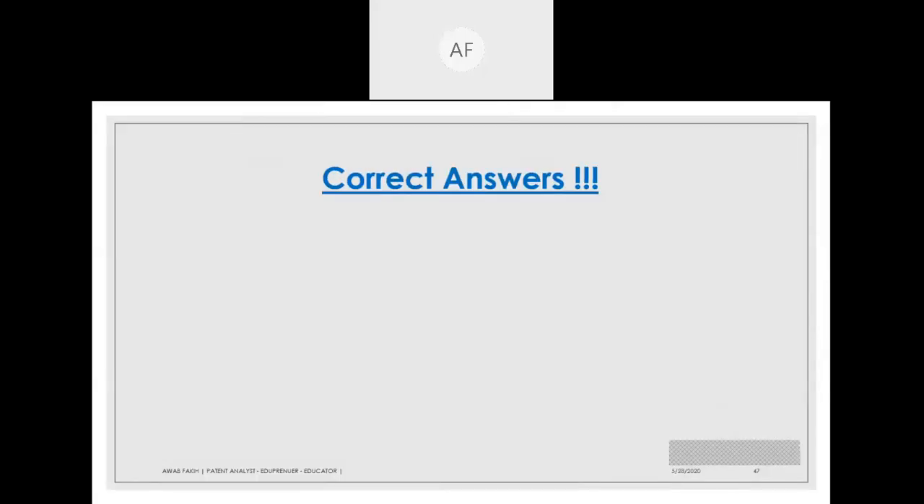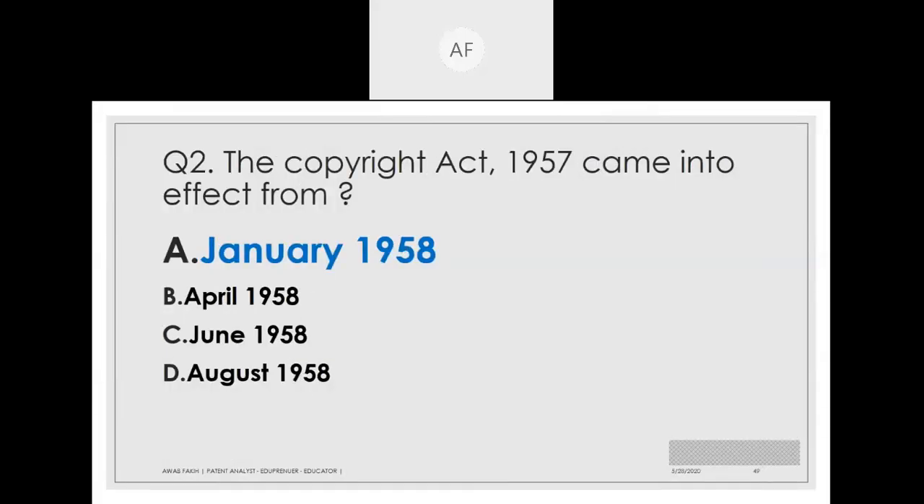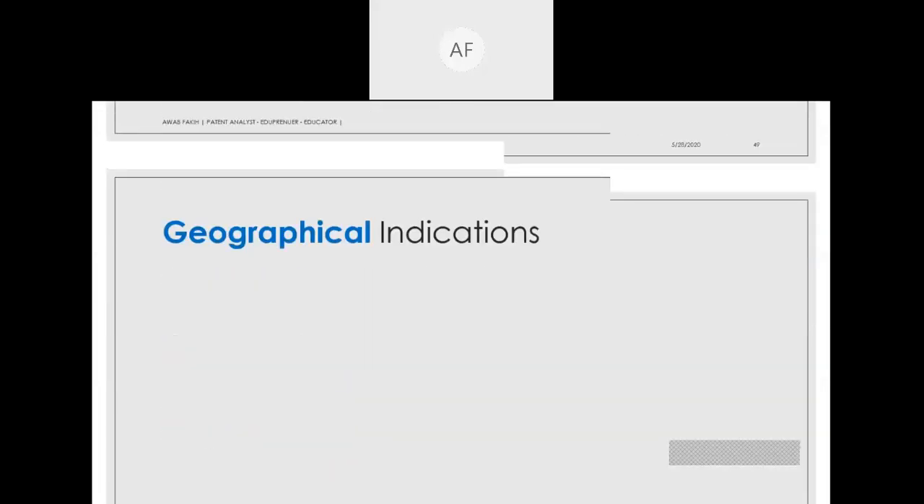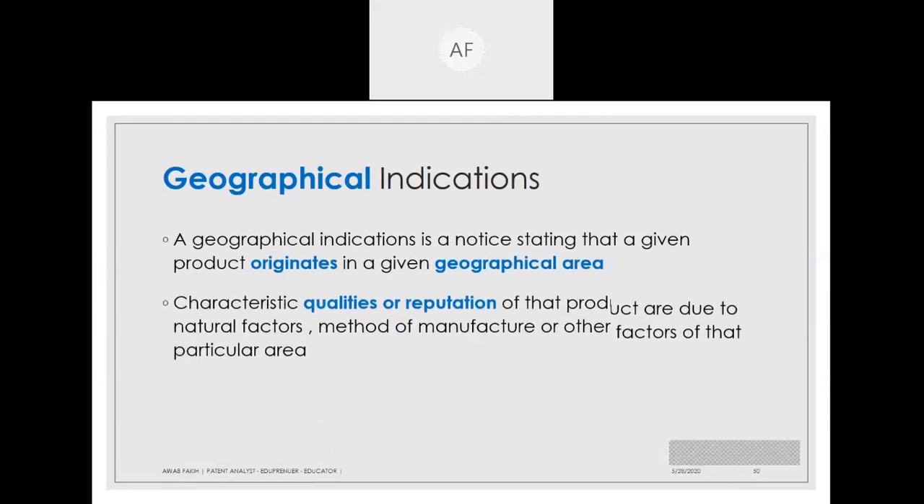The correct answers are the first one; many of them have gone wrong. An unpublished book, yes, it can go under copyright. A published work cannot go under a copyright, right? Second one, everyone went right with it.